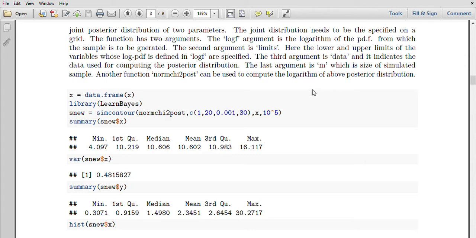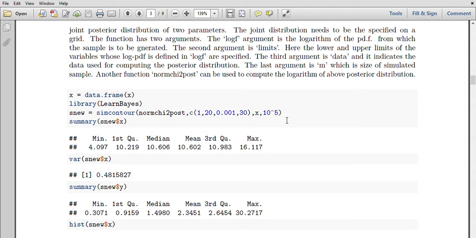Now here in this case we are directly using the command SimContour, where the first argument is normal chi2 post. So what is this normal chi2 post? This is again a function, and what this function does is that when a non-informative prior is used for normal parameters, then the posterior distribution, we know the kind of form it takes. So the normal chi2 post function computes the logarithm of the posterior distribution of normal parameters, assuming non-informative prior for the parameters. So what you have to do is simply specify this function.